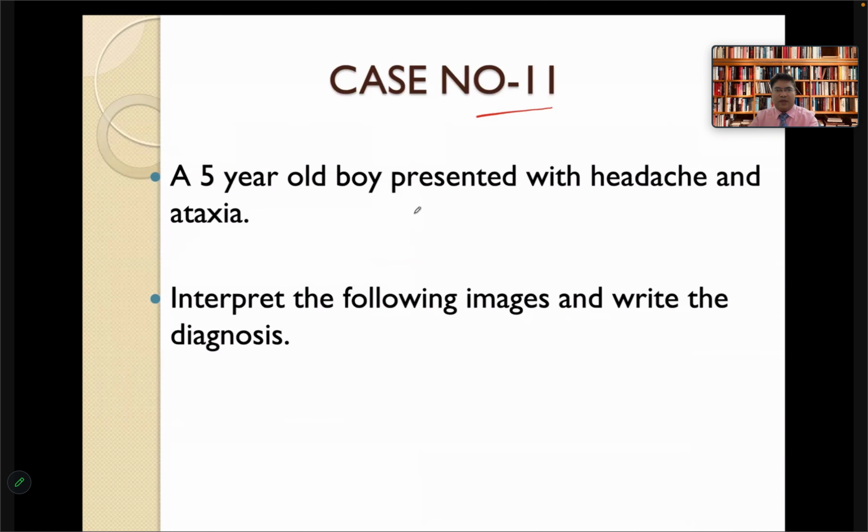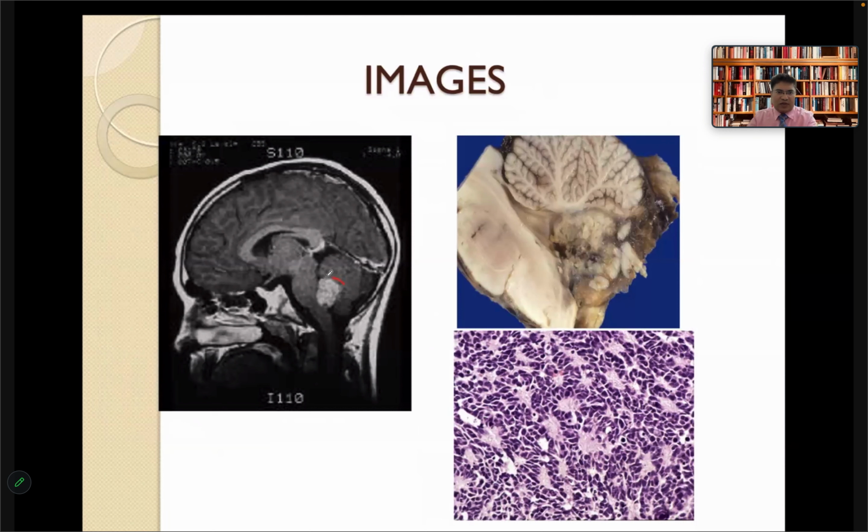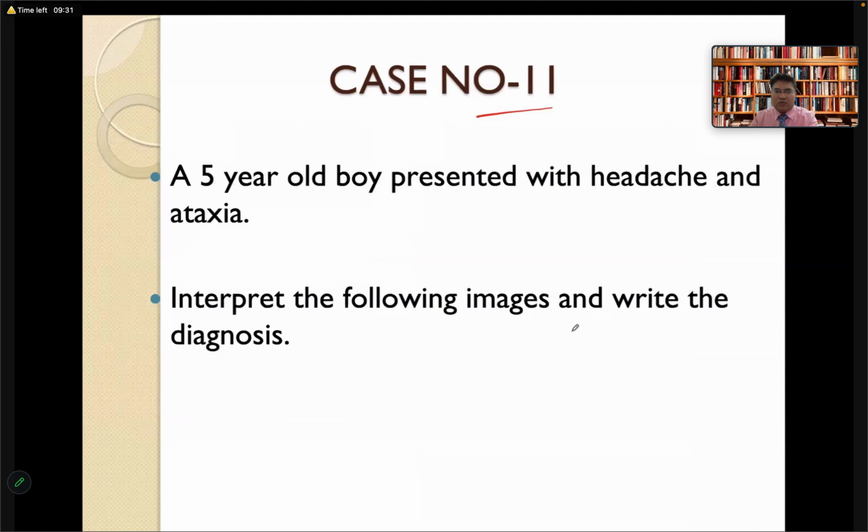Now, case number 11, a 5-year-old boy presented with headache and ataxia. Interpret the following images and write the diagnosis. So here you have the MRI image showing a well circumscribed tumor arising in the cerebellum. Gross image showing a tumor with a central area of necrosis. And when we take a section and see under the microscope, we get a very typical picture which is called as small round blue cell histology, small round blue cell morphology. So this tumor belongs to the family of small round blue cell tumors. So what is the diagnosis in this case? The diagnosis is medulloblastoma.